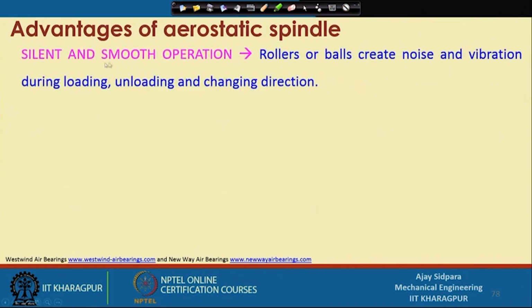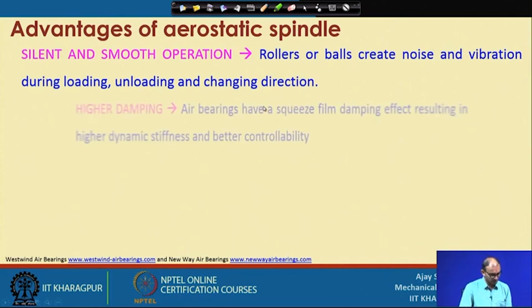Right. So, let us continue. Silent and smooth operation. Roller or ball bearings create noise and vibration during loading, unloading and changing directions. That is one of the advantages here, because noise is sometimes not good for the operation. If you are adding some type of echo sensor, which is based on some type of signals, the noise will create some disturbance. When you get a smooth motion, that is also very good for the operator, who is not working in a noisy environment. During loading, unloading and changing direction, every time you will get some type of noise and vibration if you are using roller and ball type bearings.